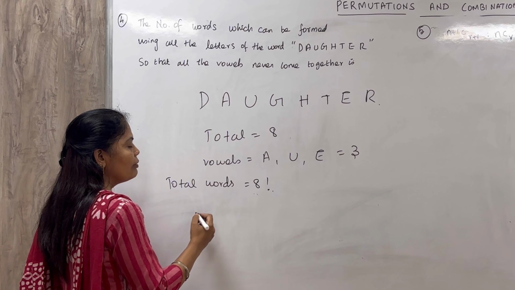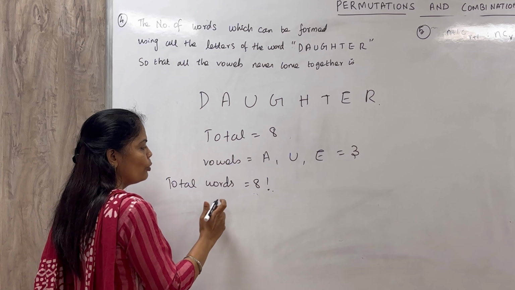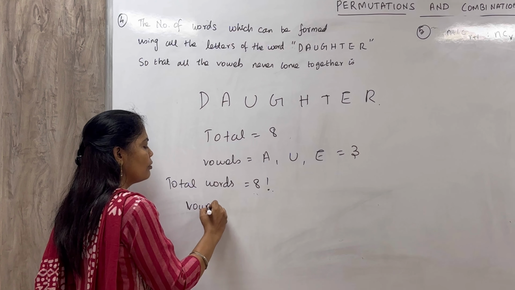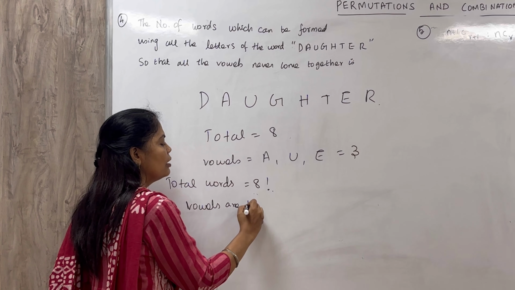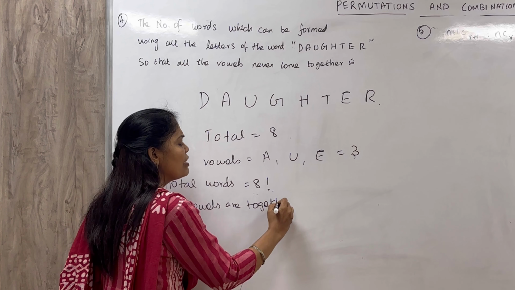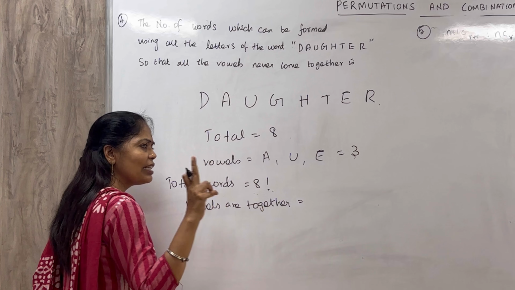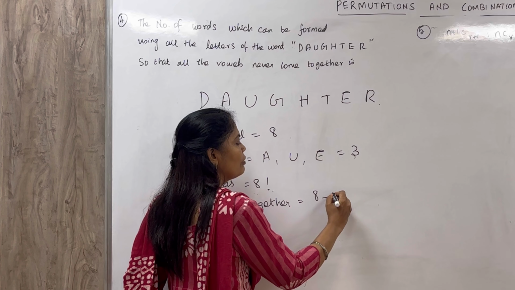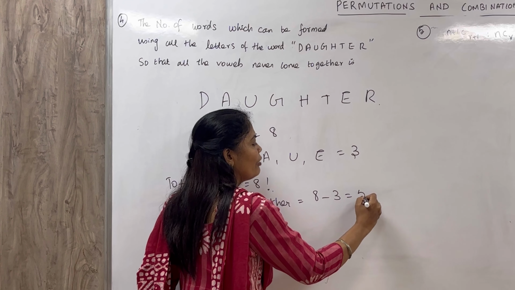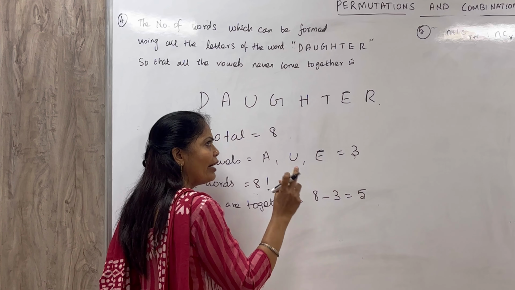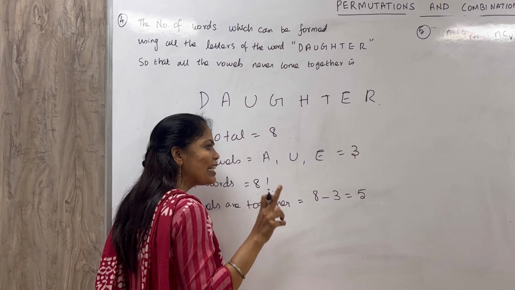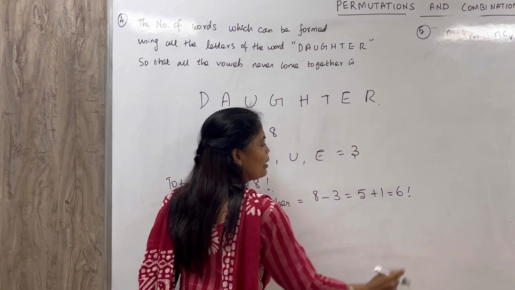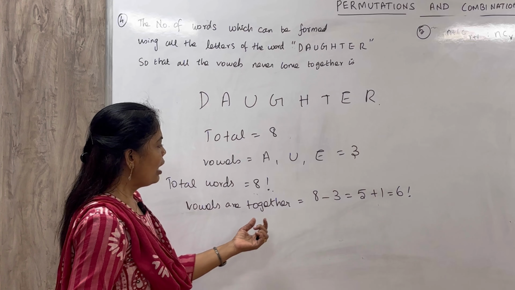Now suppose all the vowels are together. How many arrangements can be formed? All the vowels are together means count all the vowels as a single letter. So 8 minus, remove all the vowels, 8 minus 3 will be 5. 5 letters are there. Now add all these 3 vowels, considered as 1 letter. So it will be 5 plus 1. Now our total is 6 factorial. Right? How am I doing this?